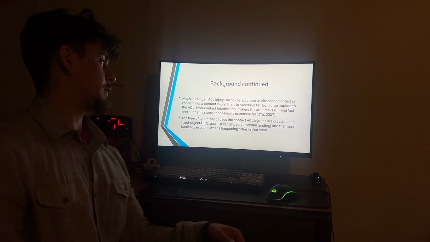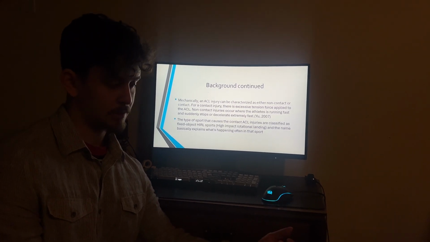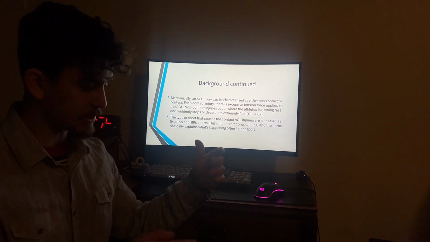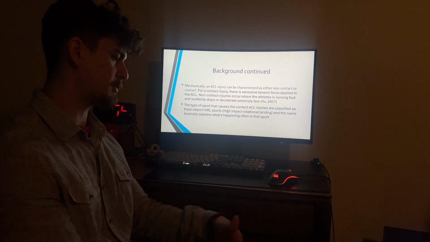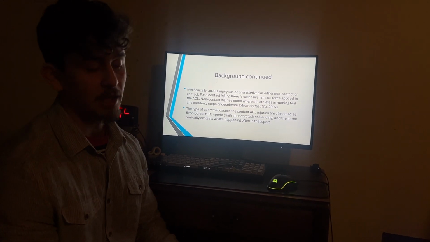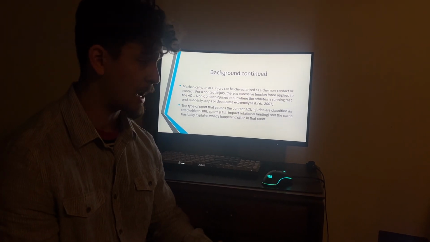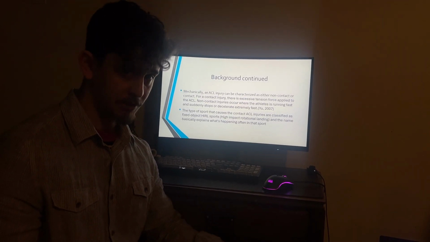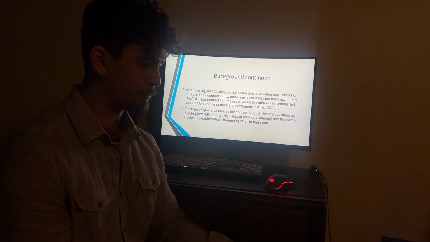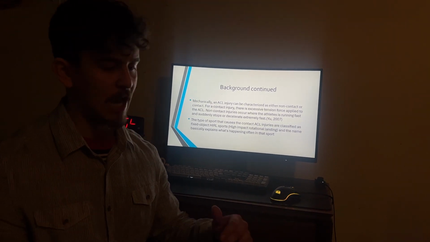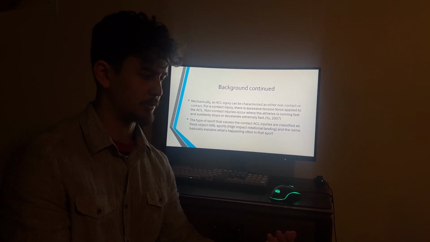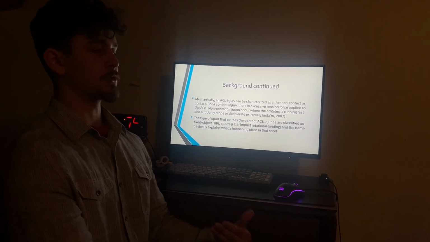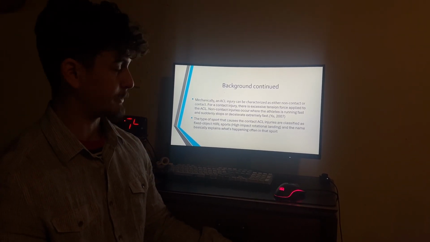Mechanically, these ACL injuries can be characterized in two groups: contact and non-contact. Contact basically is an extensive tension force applied to the ACL. Non-contact happens when an athlete decelerates really, really quickly, way too fast. So suddenly jumping or stopping from going to a dead stop after sprinting will cause that to happen. They're more likely to cause that injury.